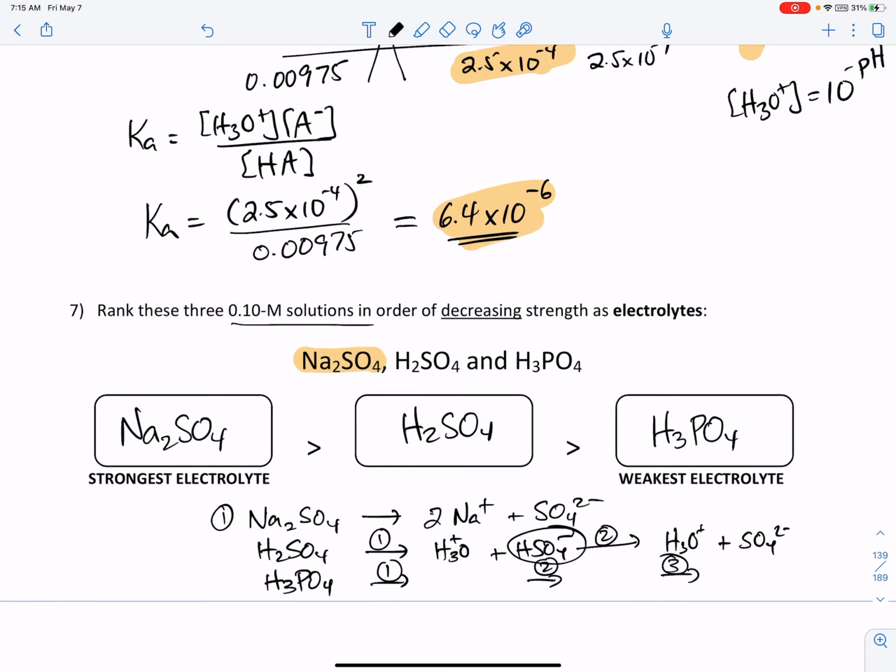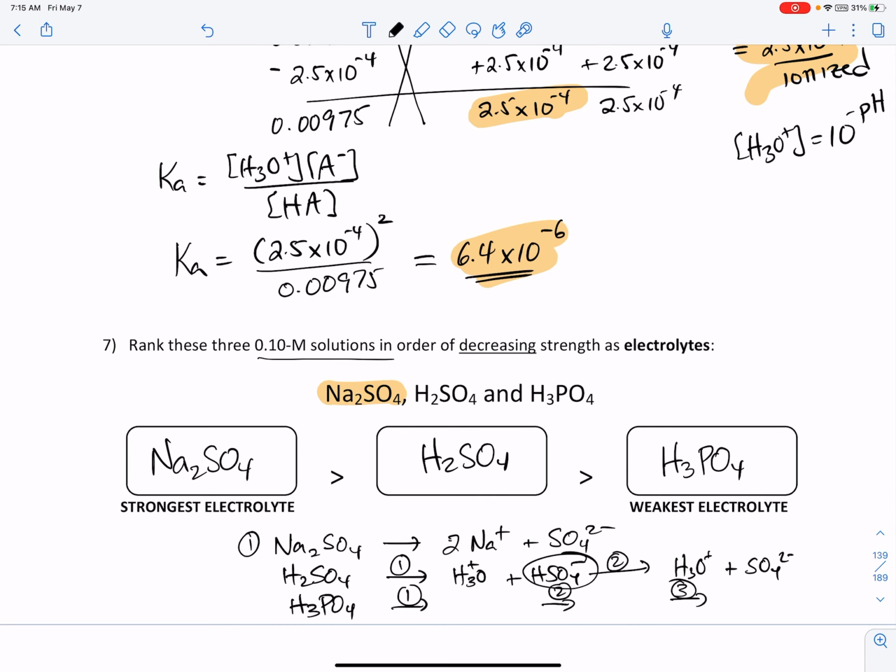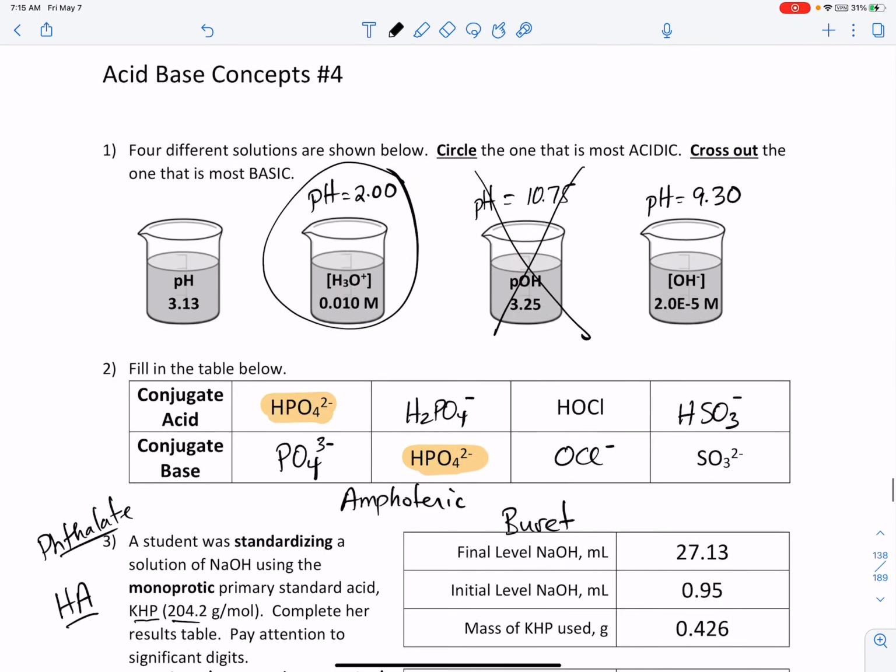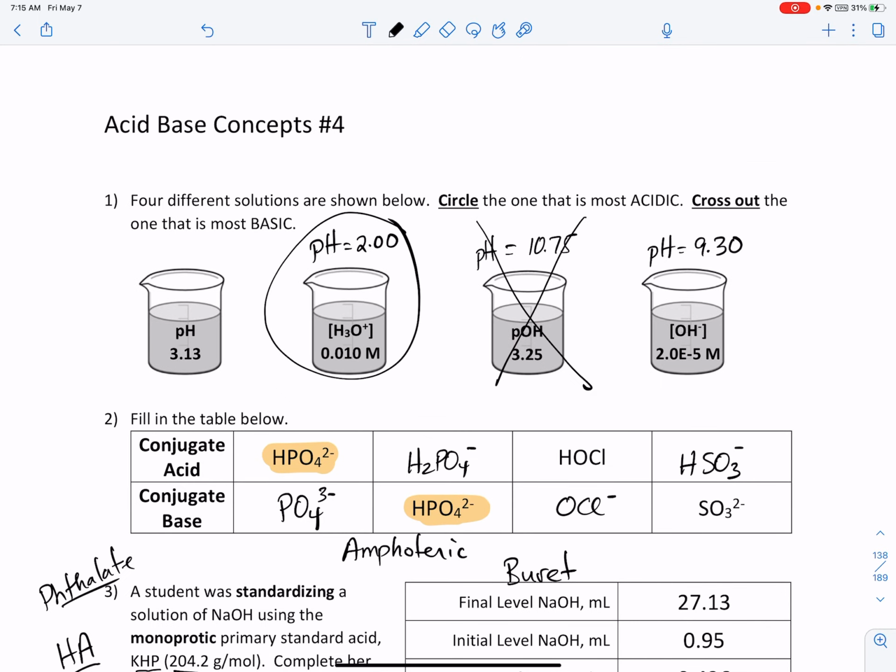All right, so I hope that makes some sense. So there's worksheet number 4, a good review of a lot of ideas in the acid-base chemistry unit.